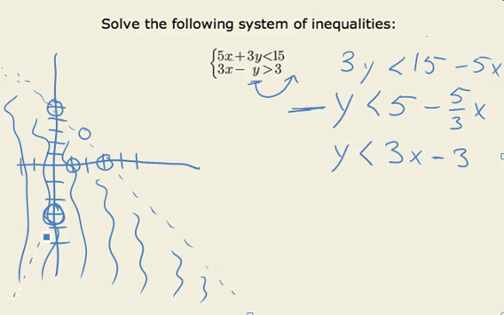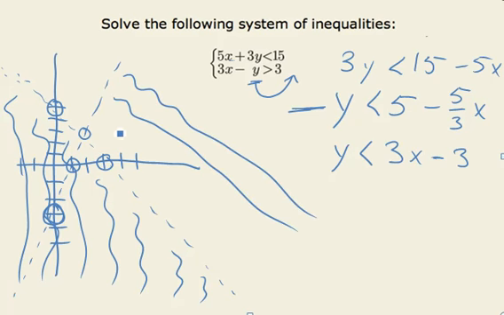And again, I'm going to draw a dashed line because I don't want to include these points because it's a less than and not a less than or equal to. Again, I want y values that are less than this line, so I want to shade in my area that's underneath that line.